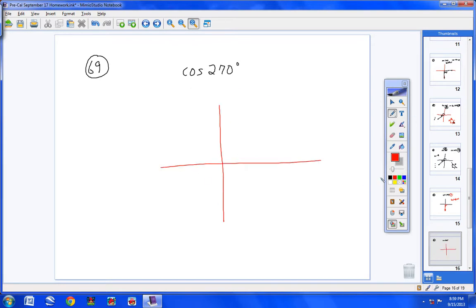All right, let's take a look at number 69, 270 degrees. Well, we're going to start here, and we're going to go 90, 180, 270. So we're going to hit right on the axis, aren't we? Do you see that? So that's going to be a calculator problem. Whenever it lands right on the axis, you are more than welcome to use your calculator. So I'm going to go ahead and type in the cosine of 270, and the cosine of 270 will give me 0. So the answer is 0.